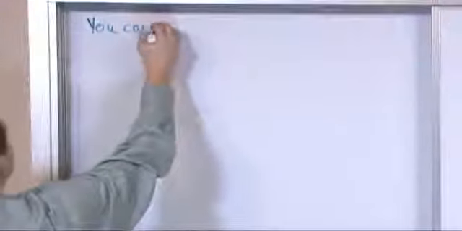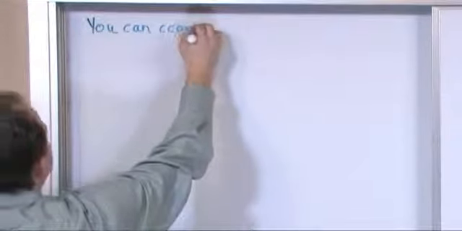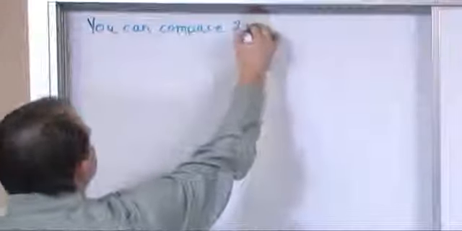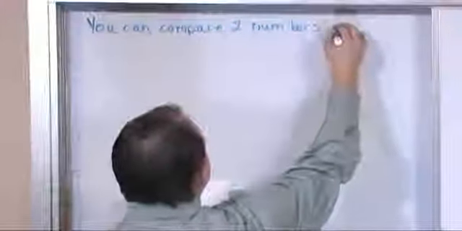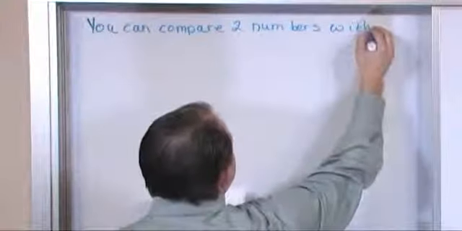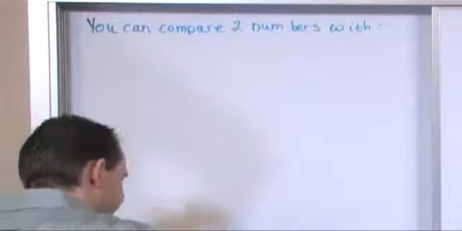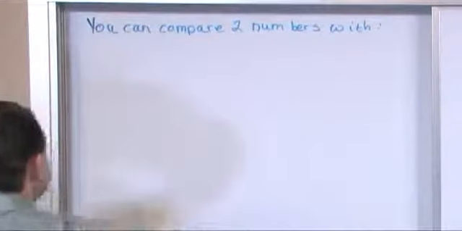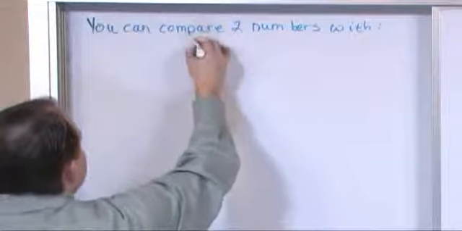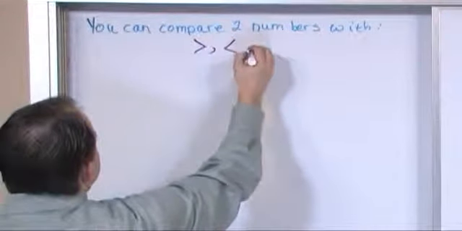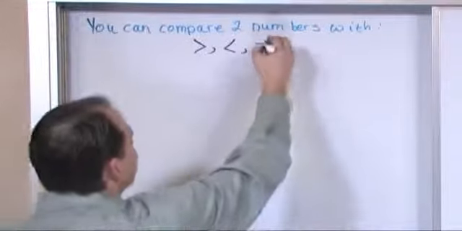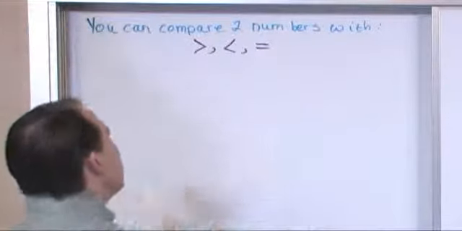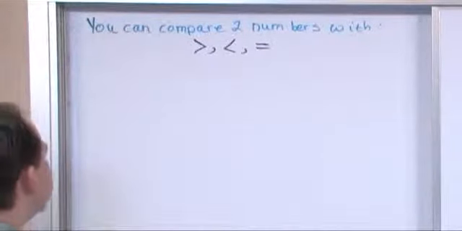You can compare two numbers with the following three symbols. And this is the part that usually trips people up. Greater than symbol, less than symbol, and of course the equal to symbol. I think everybody has no problem figuring out what equals means. We'll get into it in a minute, a little bit more.